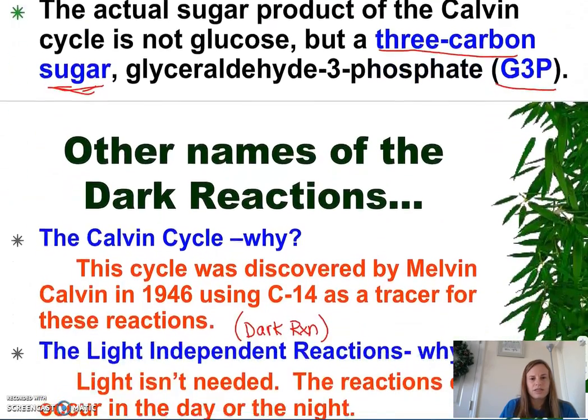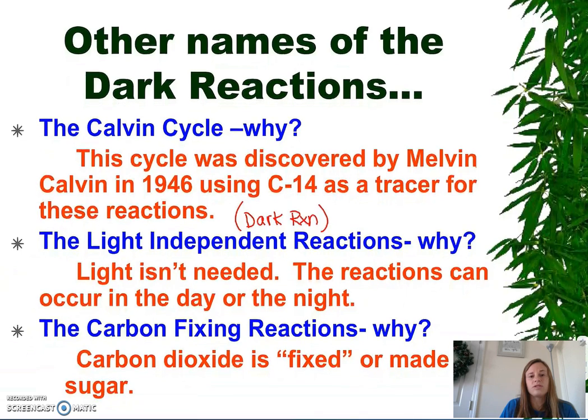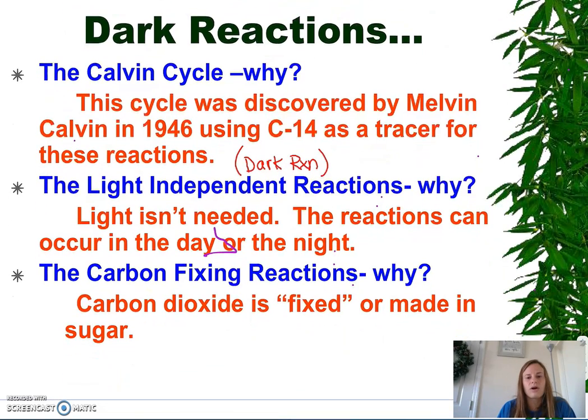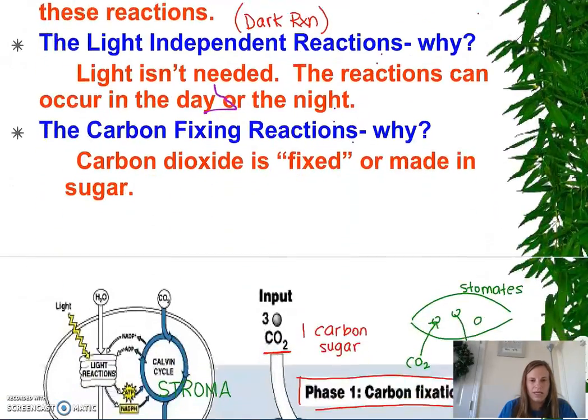So just like the light reactions have different names, scientists have different names for the dark reactions. The dark reactions can also be called the Calvin cycle because the scientist Melvin Calvin discovered the pathway of carbon using carbon-14 as a tracer within these reactions. It can be called the light-independent reaction because light isn't needed. The reactions can occur in the day or in the night, unlike the light-dependent reactions where light is needed. It's also known as the carbon-fixing reaction because the carbon dioxide is fixed, or made into sugar.